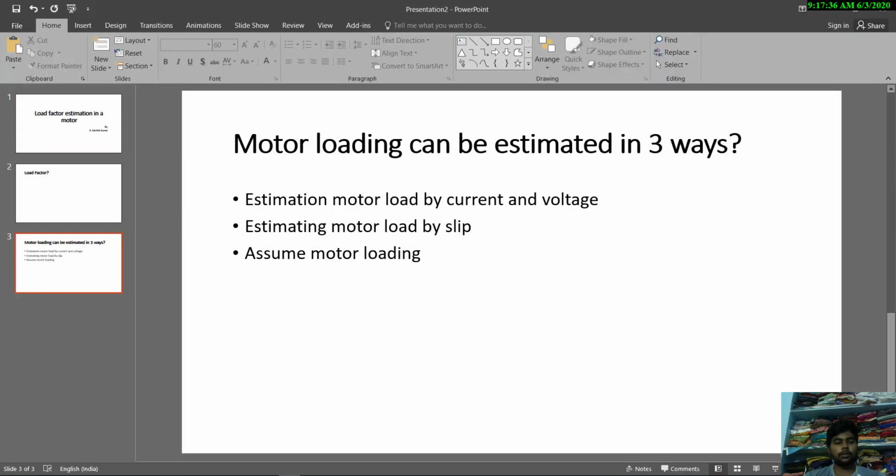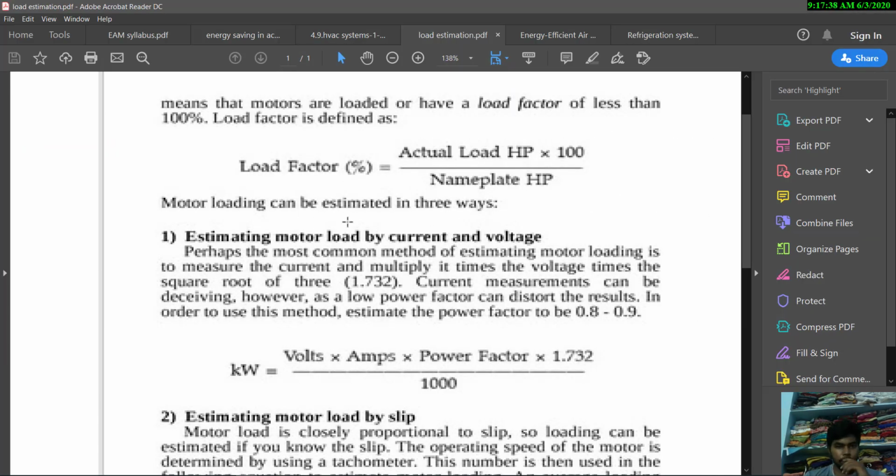Let us see what those factors are. In considering a motor, the load factor is given by actual load in HP divided by nameplate HP, that is, the nameplate rating. In the numerator it is the actual value that we have found, multiplied by 100, which gives the load factor of a motor.